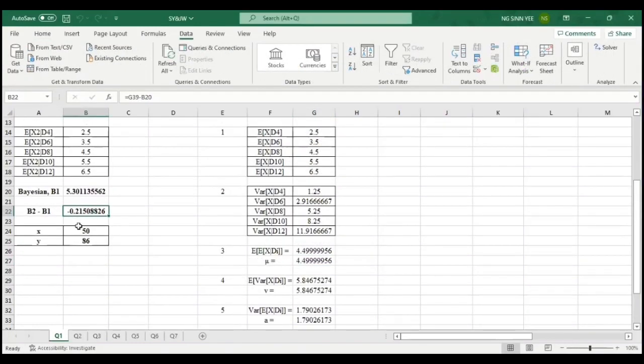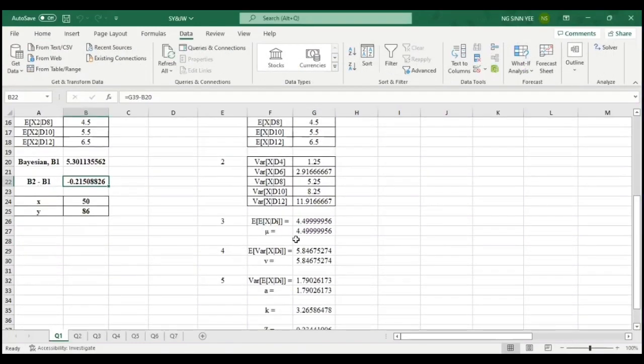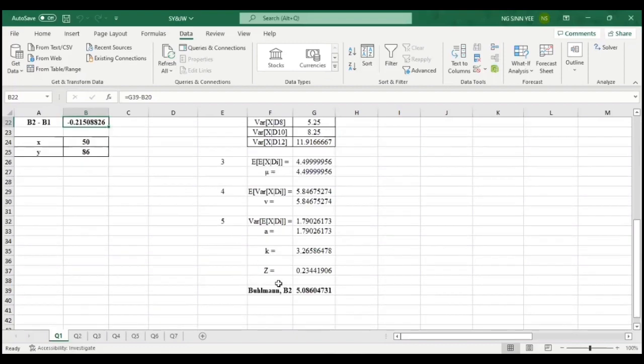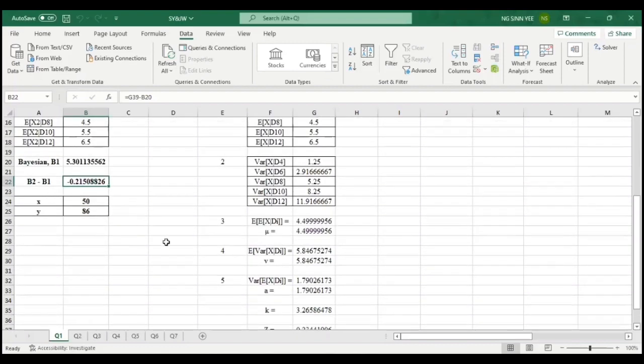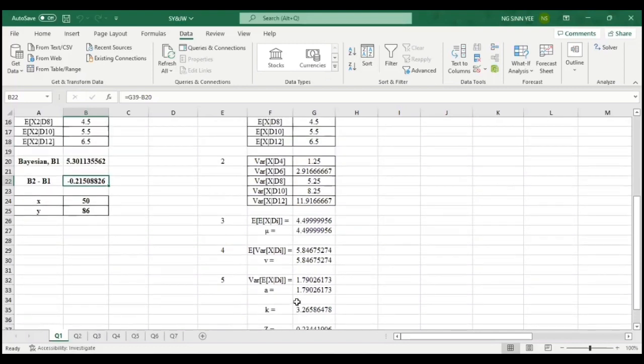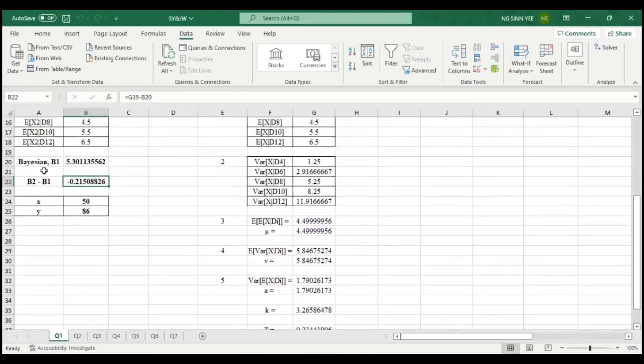So after formulating the whole formula, which is Bayesian and Bowman like this, we will be getting the B2, which is Bowman, and the B1, which is Bayesian. And as the question given is B2 minus B1, it will be equal to negative 0.21508826. So we have these values, and we have the whole formula already in the Excel sheet.